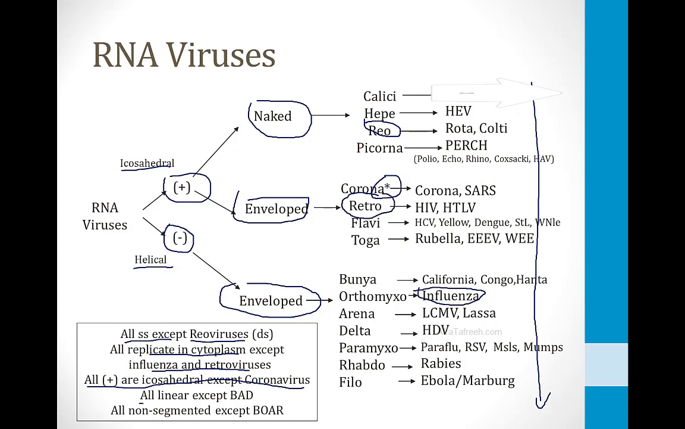All RNA viruses have a linear genome except for the BAD viruses, and BAD stands for bunyavirus, arenavirus, delta virus. And then finally, they're all non-segmented except for the BOR viruses. Those are the ones that have segmented genomes. So that's bunya, orthomyxo, and arena, and also the Reoviruses up here.